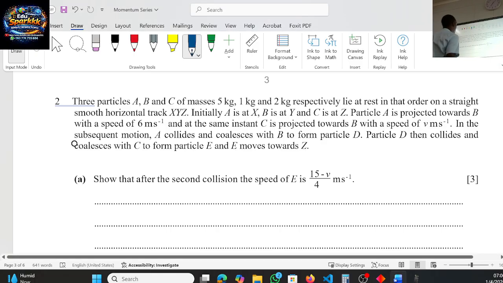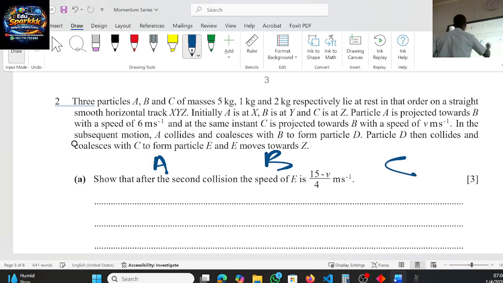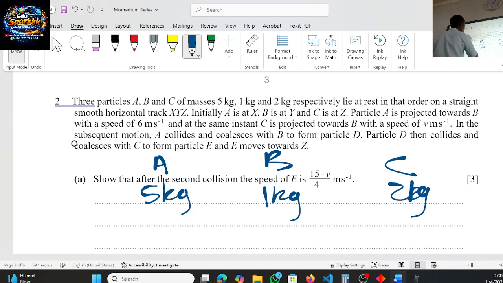So we might need to have a sketch of what we're seeing there. We have particles A, B, and C, and each of them has a mass of 5 kilograms, 1 kilogram, and 2 kilograms. We are told that they are lying on the track XYZ. So I can bring in the points X, Y, and Z.